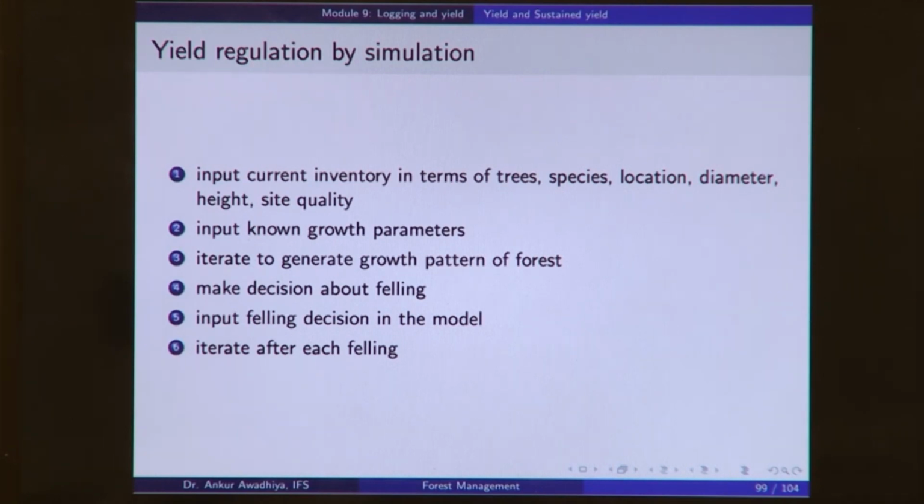Then you make a decision about felling. So, you can look at any snapshot of the forest and you can say that these trees are now mature and I am going to remove them in these years. And once these trees get removed, you input this felling decision in the model and then you do an iteration again. So, you again ask the computer that these trees are now removed, how will this forest look after 1 year, after 2 years, after 3 years and so on. And by doing this, you can estimate which trees need to be felled and what is the volume that you will be getting out of these fellings.